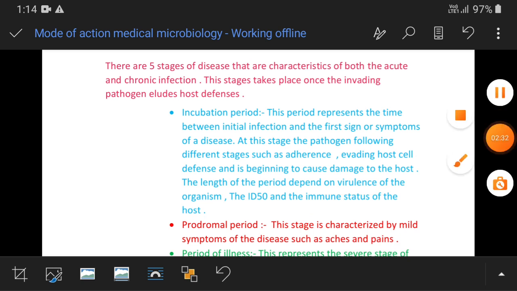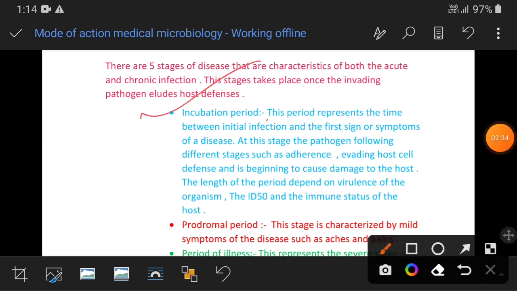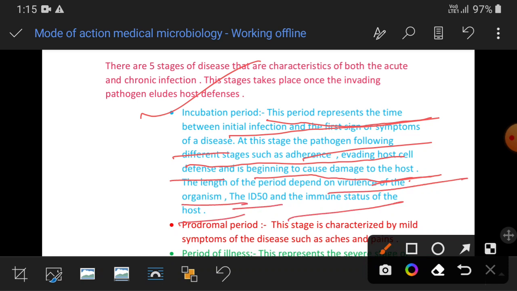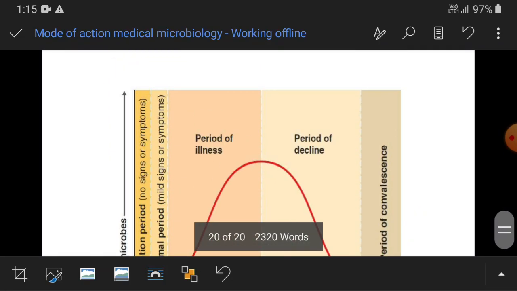So this is the incubation period: the time between initial infection and the first sign of the disease. At this stage the pathogen, following different stages such as adherence and evading host cell defense, is beginning to cause damage to the host. The length of the period depends on the virulence of the organism, the ID50, and the immune status of the host. Now let's move on.